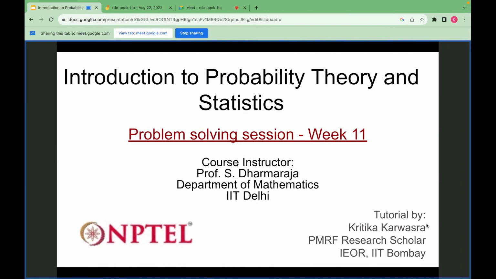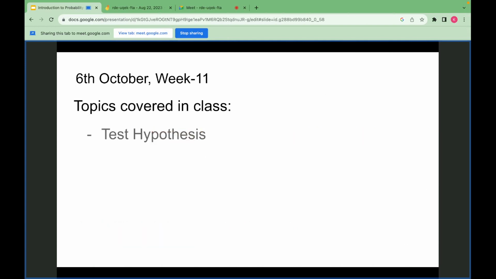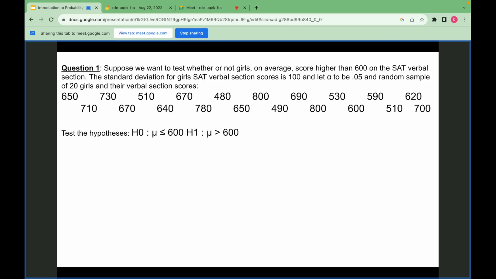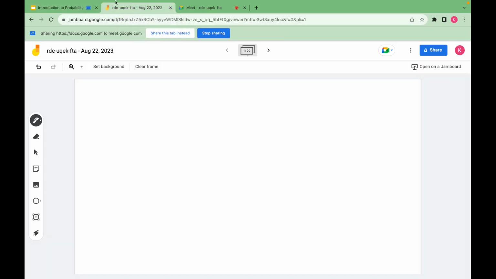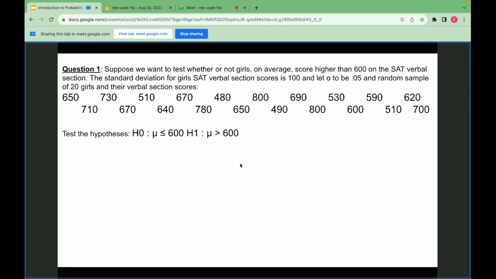Okay. Welcome to the problem solving session for week 11. Today we are going to discuss a few questions based on test of hypothesis. Before that I will quickly go through the main formulas that we will need to solve the problems, or maybe we will discuss those formulas with the questions.